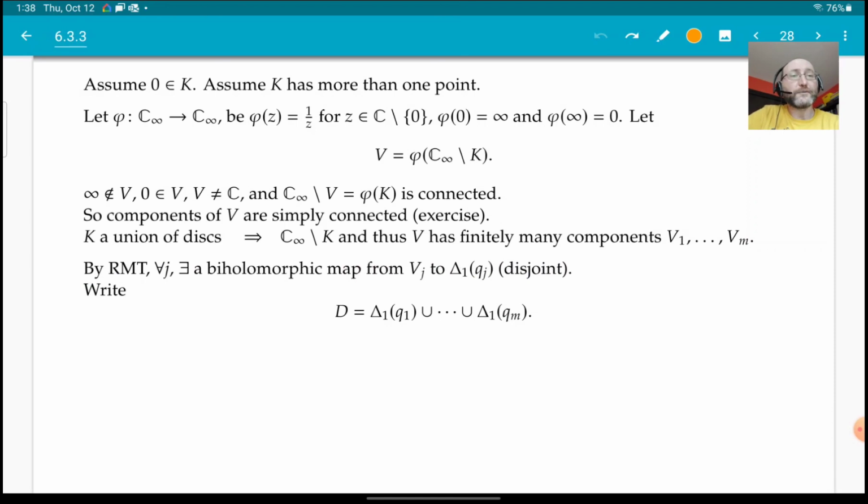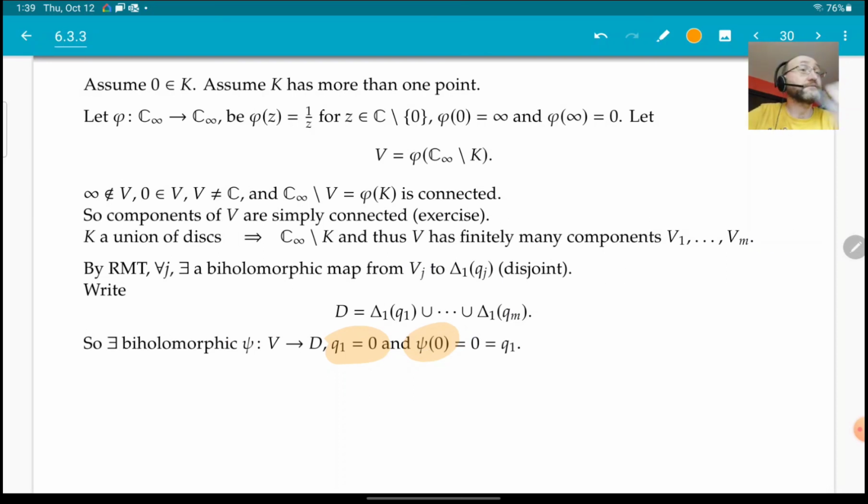So what do we have? We have a domain d, which is the union of these disjoint open disks of radius 1, and there's a biholomorphic map psi that takes v to d, because it takes each vj to one of these disks. Just put it together, and we have a biholomorphic map of v to d. And we could assume that q1 is 0, that psi takes 0 to 0, which is q1.